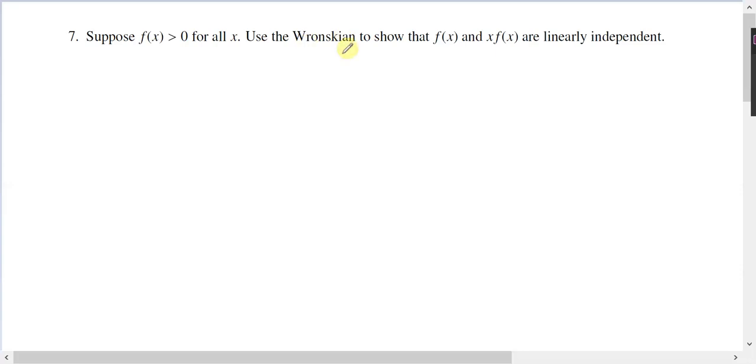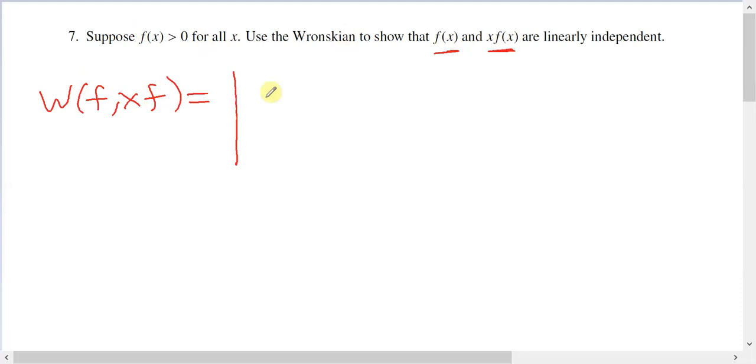On number 7, we have to use the Wronskian to show that a function and x times a function, for any positive function, will always be linearly independent. And so remember, the Wronskian looks like this. I'm just going to put them in as f and xf. You can leave off the f of x part. Anyway, the Wronskian is going to look like this.